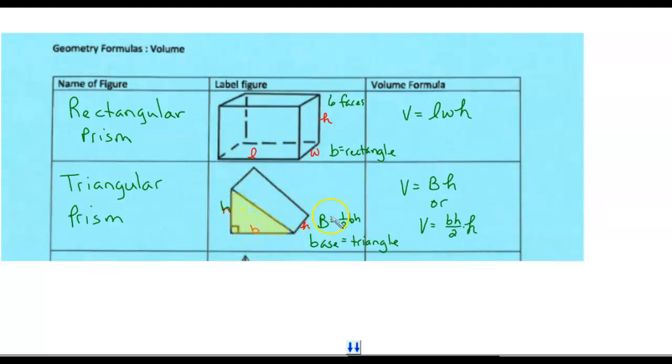These bases are different than these bases because this is two-dimensional, and this is for the third dimension. This means area of the base. So the capital B is area of base.